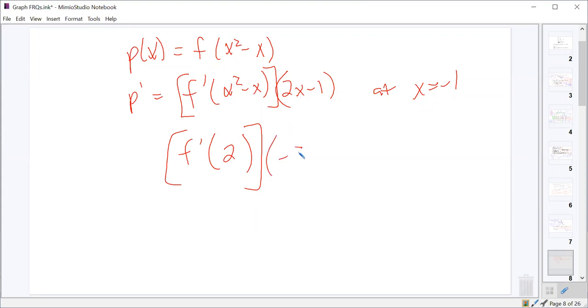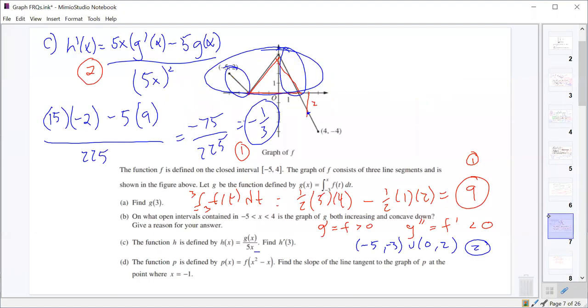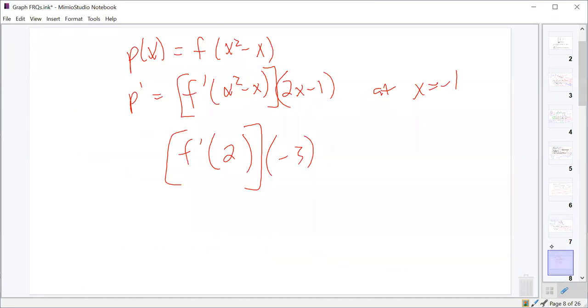times -3. So what's f prime of 2? We look back over here, the derivative of f at 2 is just the slope of this. That's the slope of -2. So this is -2 times -3, which gives you 6. And that was also worth 3 points, 1 point for the answer, 2 points for the correct expression for P prime. Good or no? Any questions on that one?